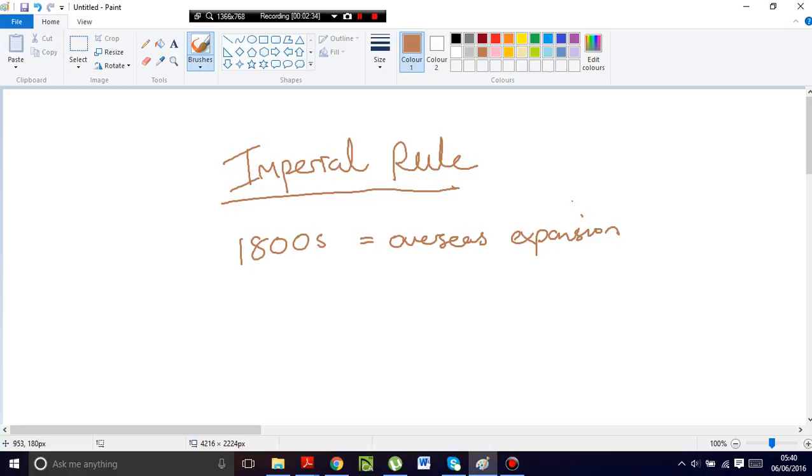Towards the end of the 19th century, the United States and Japan also joined as imperial powers.